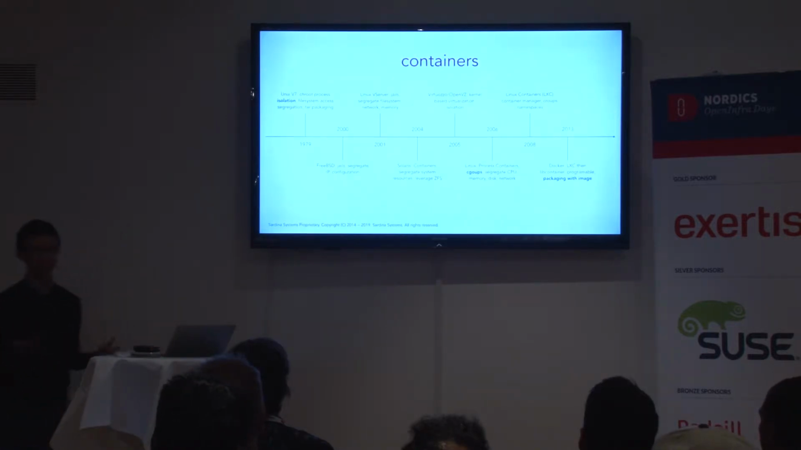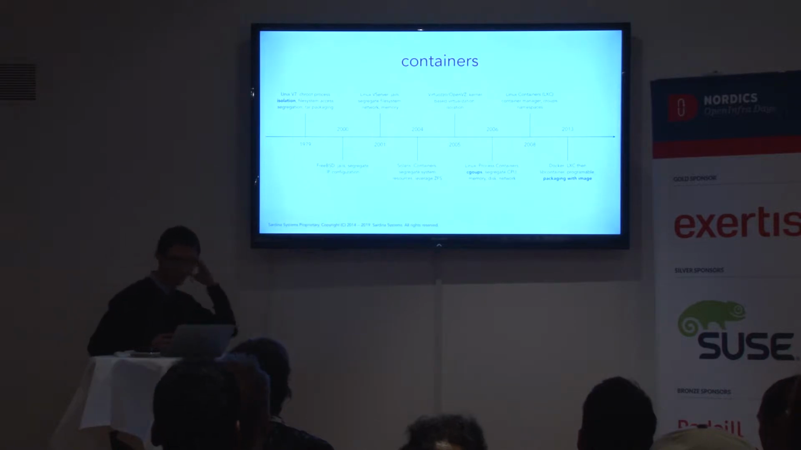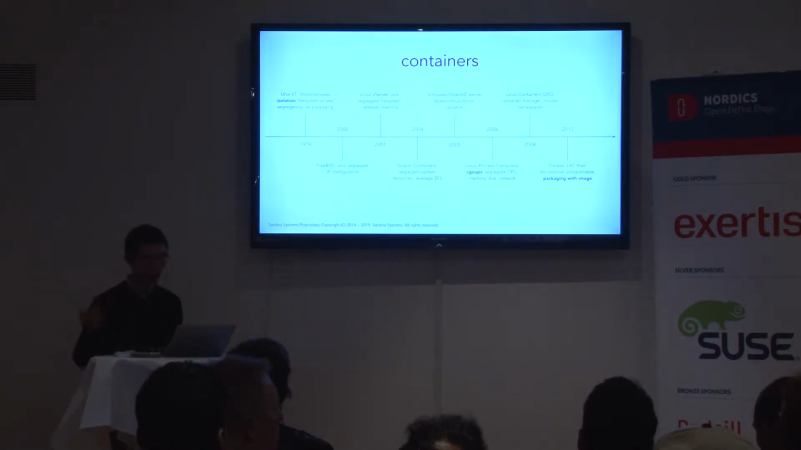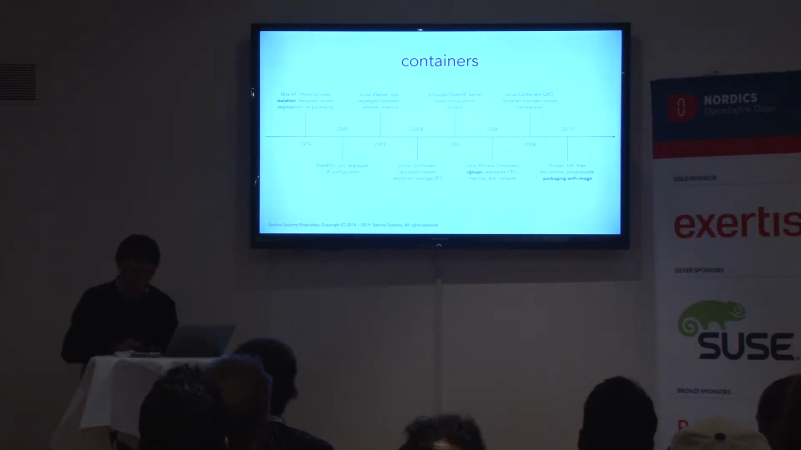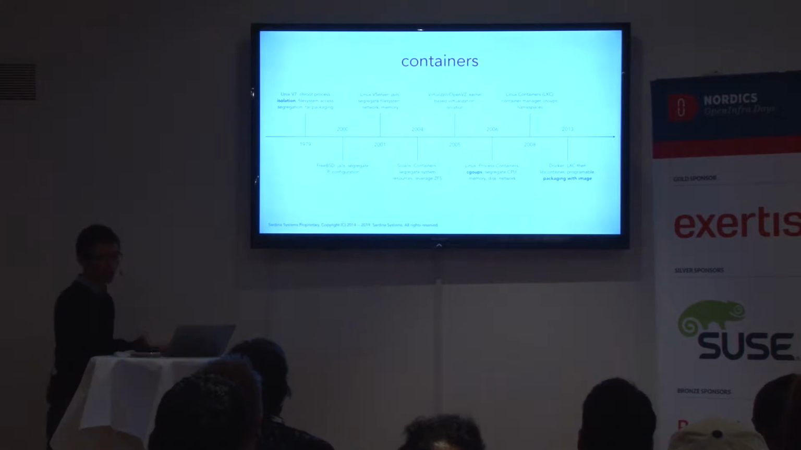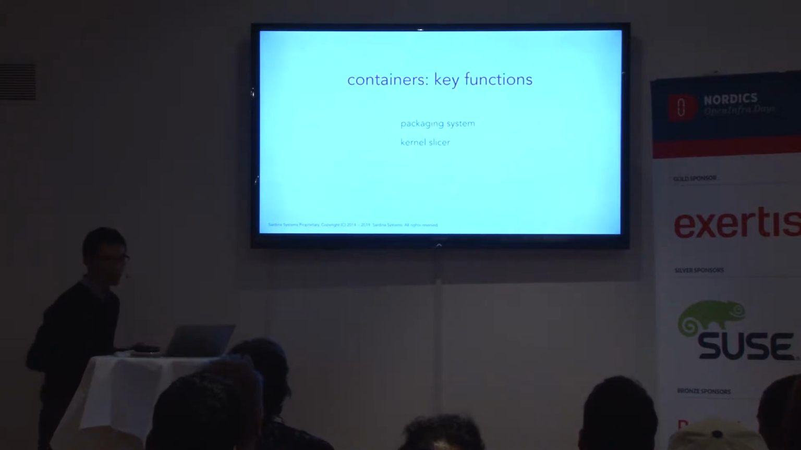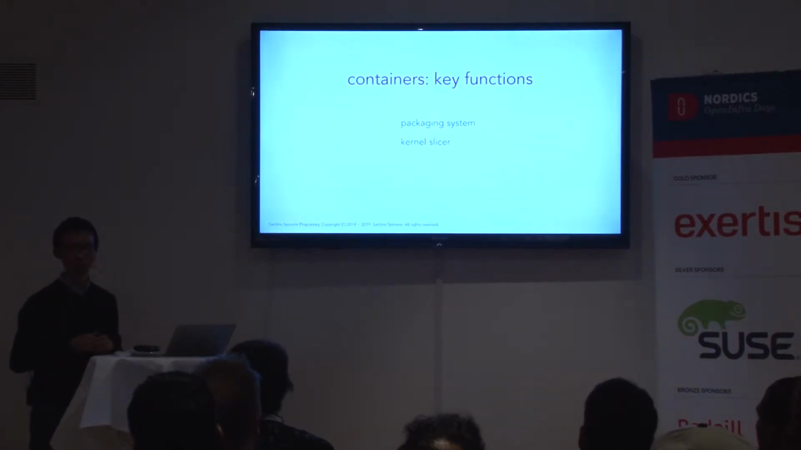Now, containers. This isn't something new. Containers, we've gone from Unix v7 isolation through the jails to C groups, and today we have containers as we see. There are two functions of containers. One is packaging system, but on the other, it's essentially a kernel slicer. So you take a kernel, you chop it up, and you segregate it that way. Okay.